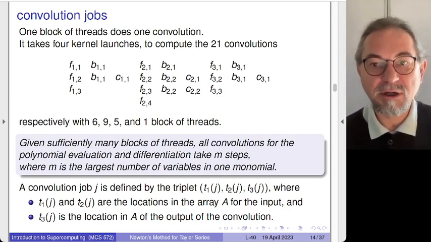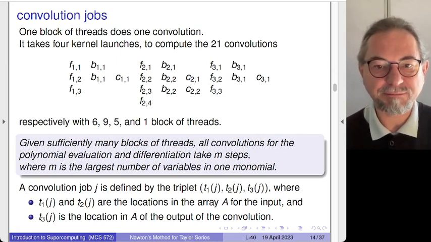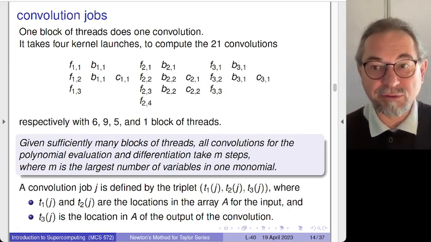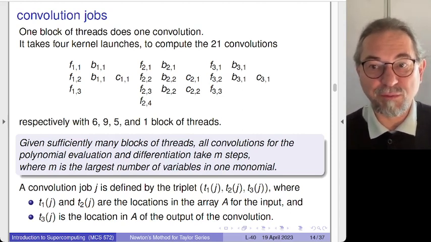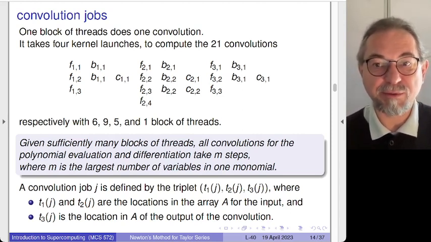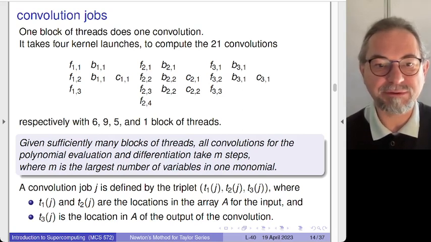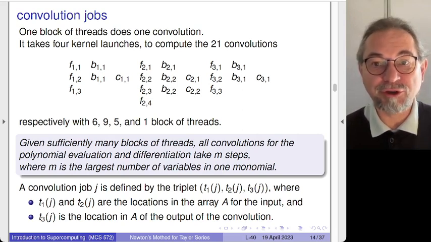They are a special case here. And you can also always rewrite your polynomials with extra variables so that everything actually is a product of monomials. That's another approach. All right, any convolution job is then defined by this triplet of the input locations and then the output locations in the data arrays.